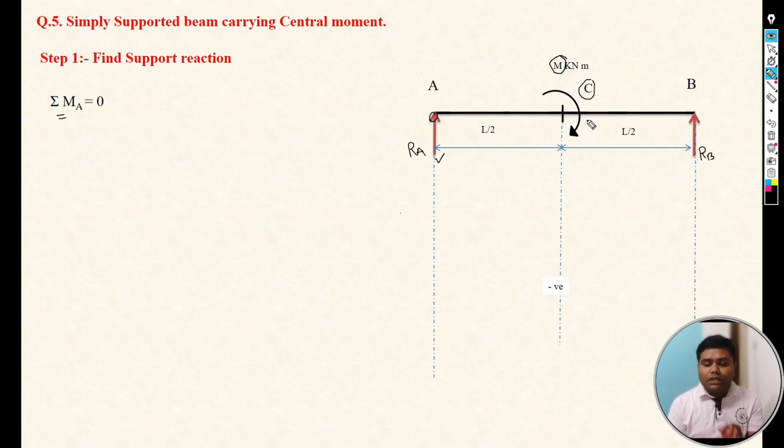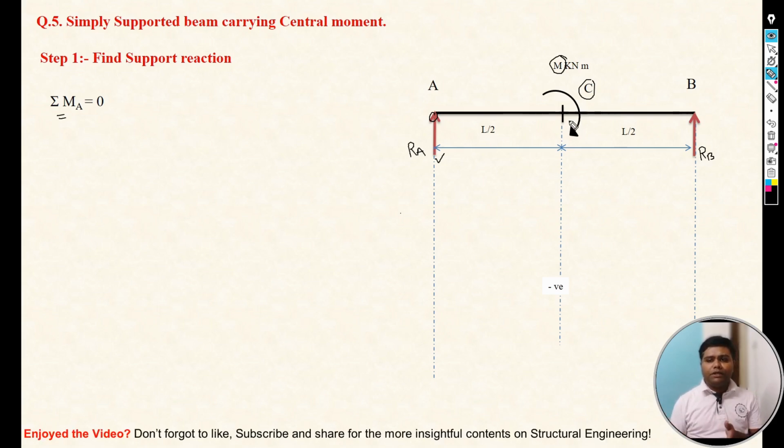In the calculation of moments, we do not multiply the given moment by a perpendicular distance, because the actual definition of moment is force into perpendicular distance, not moment into perpendicular distance. So whatever moment is given in your numerical, we consider that moment as it is. No need to consider a perpendicular distance while taking the moment.